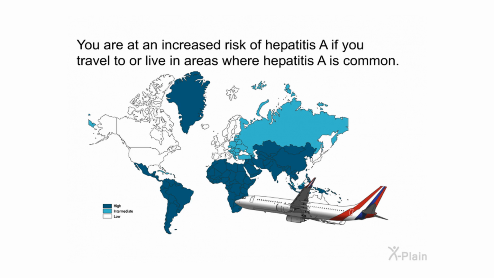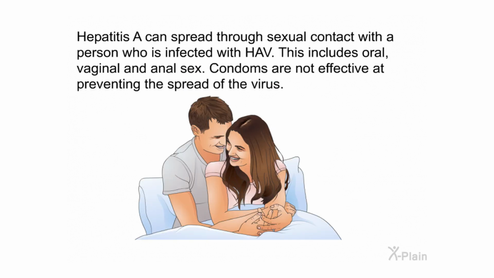You are at an increased risk of hepatitis A if you travel to or live in areas where hepatitis A is common. Hepatitis A can spread through sexual contact with a person who is infected with HAV. This includes oral, vaginal, and anal sex. Condoms are not effective at preventing the spread of the virus.